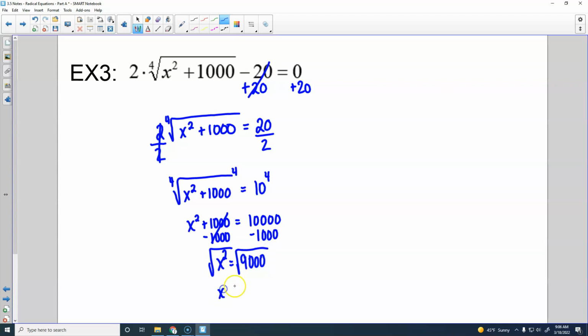And 9,000 is not a perfect square. 900 is. So this would be 900 times 10. Square root of 900 is 30. Root 10. Do that right. Make sure. Yeah. What did I forget? Plus or minus. Where I square root both sides, you have to put that plus or minus.